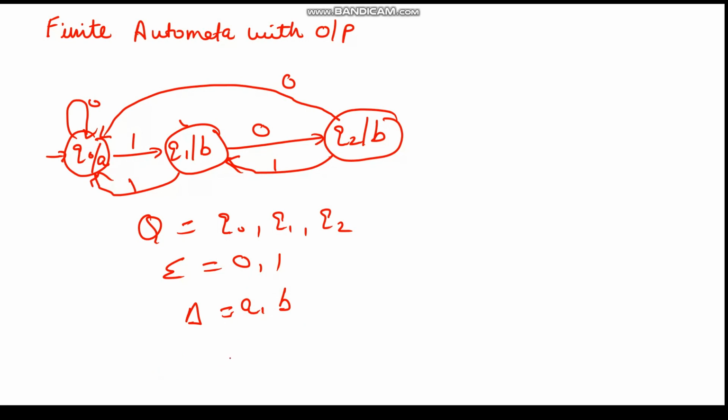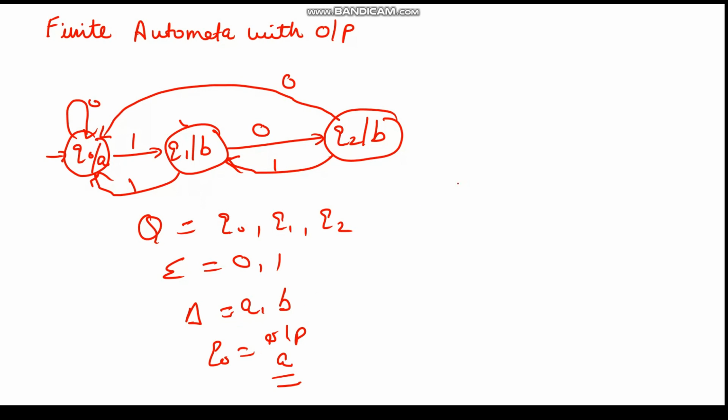Now the initial state is Q0, which is the initial state in this case, and the output for this initial state is A. And the output for Q1 is B, and so on.